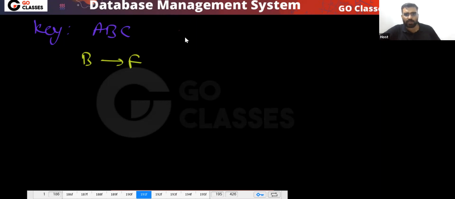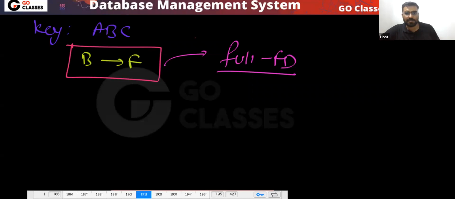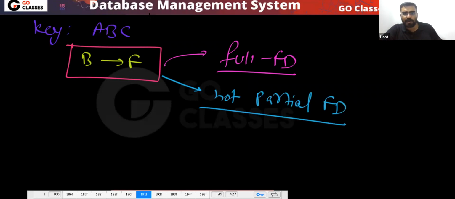Tell me, is this the violation of 2NF? First of all, is this a partial dependency? This is not partial, this is a full FD. Is this clear? Can you remove something from the LHS?